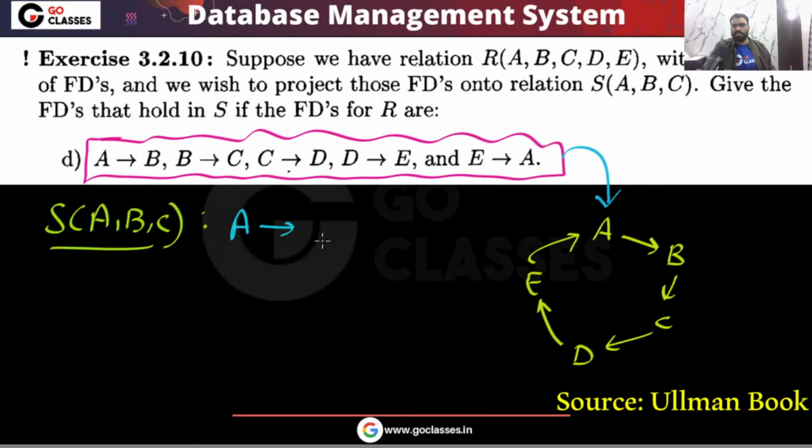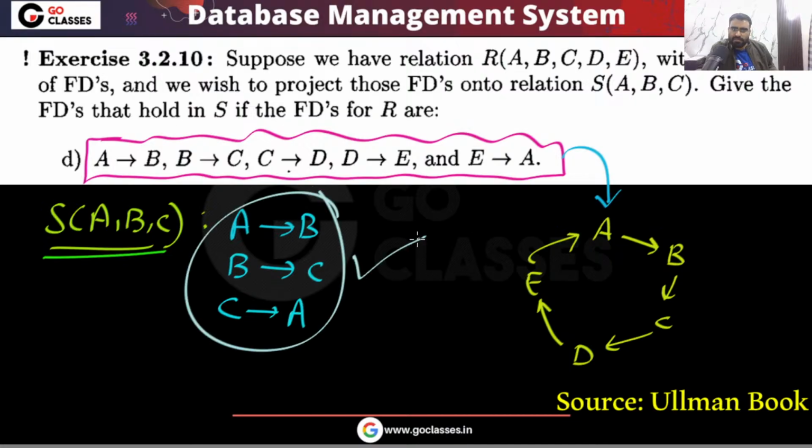Every attribute determines every other attribute. So now this question becomes very easy, because you can see that A will determine BC, B will determine AC, and C will determine AB. In simple words, I can write that A will determine B, B will determine C, C will determine A. So this is the answer.